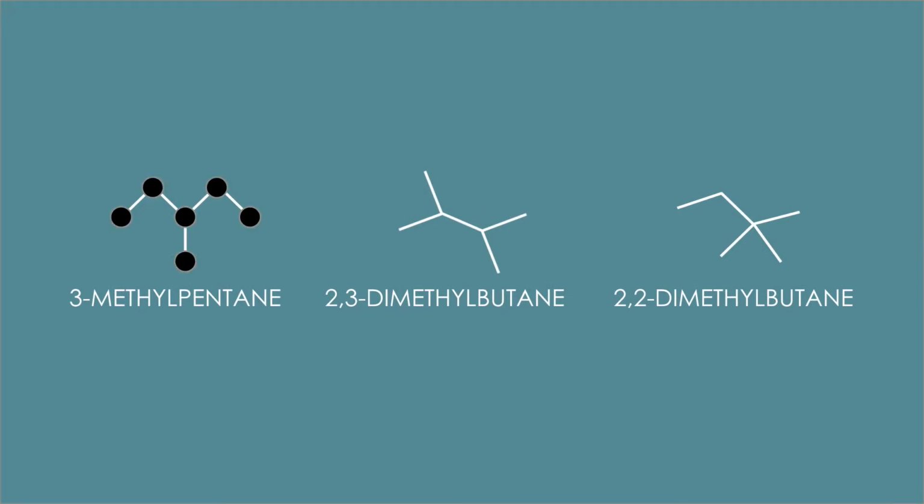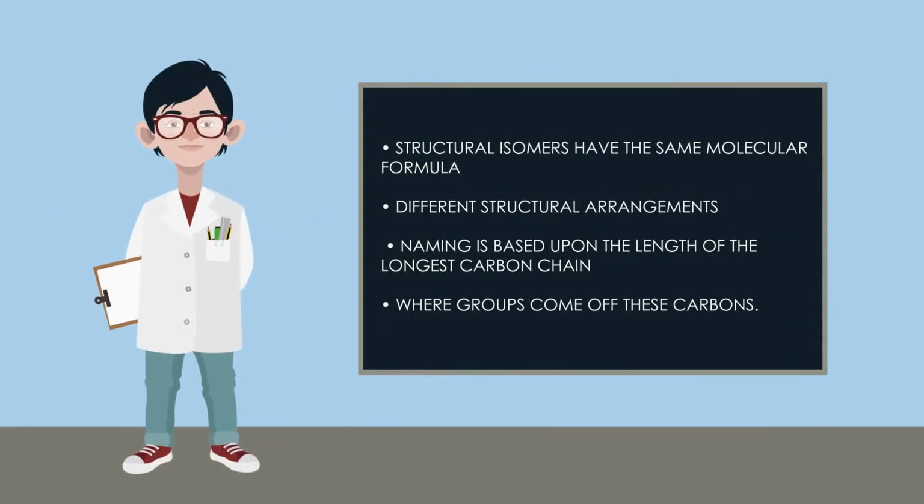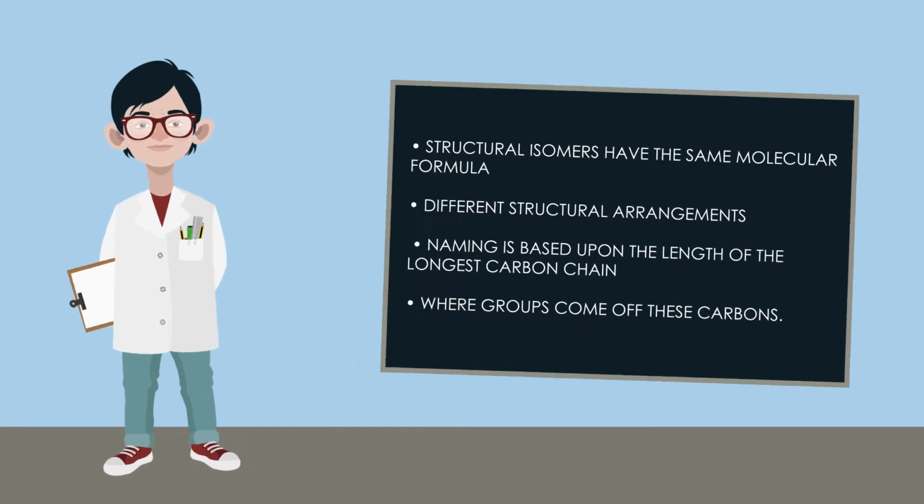And there are 2 more structural isomers based on butane with only 4 carbon atoms in the longest chain, 2,3-dimethyl butane and 2,2-dimethyl butane. So from this video, you should know that structural isomers have the same molecular formula but different structural arrangement, and that naming is based on the length of the longest carbon chain and on where the groups come off this chain.